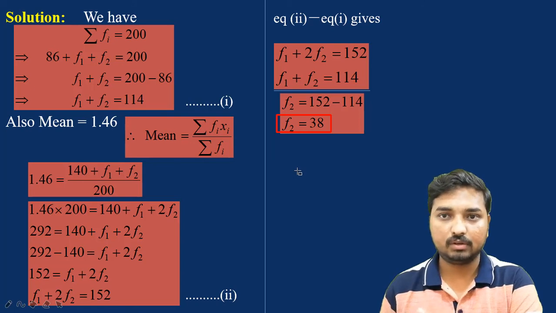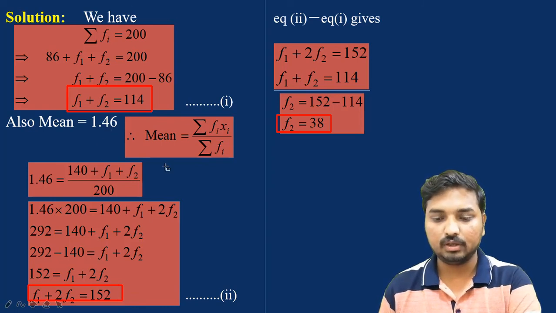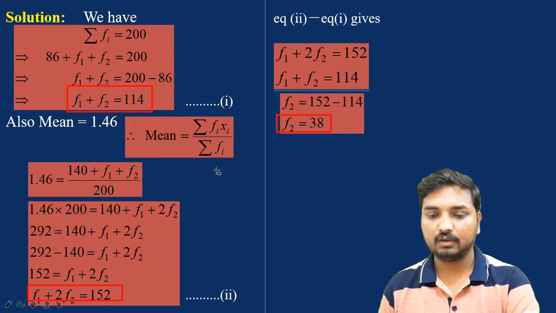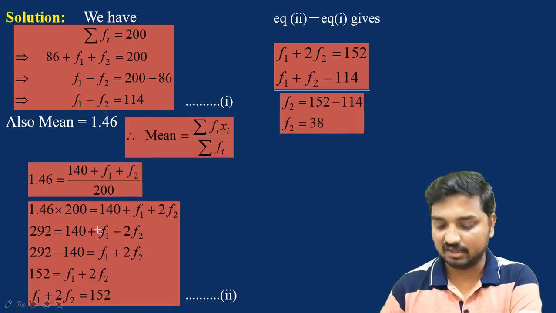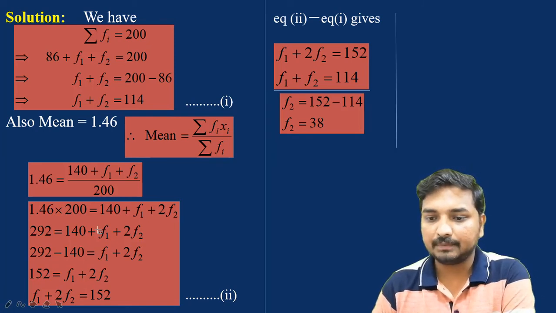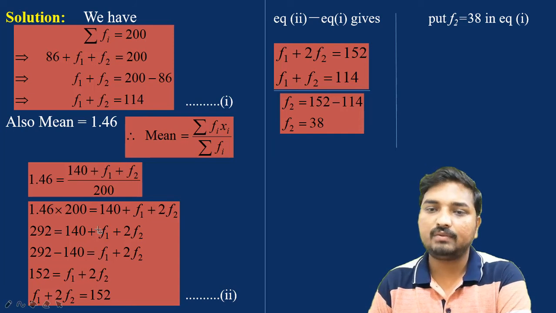If f2 is already known, if you put the value of f2 in equation number 1 or in equation number 2, it's your choice, you can choose any one. Either in 1 or 2, if you substitute the value of f2, you will get the value of f1. So now look here, I'm going to choose equation number 1 because it is very simple, that's why. I'm going to substitute f2 is equal to 38 in equation number 1.